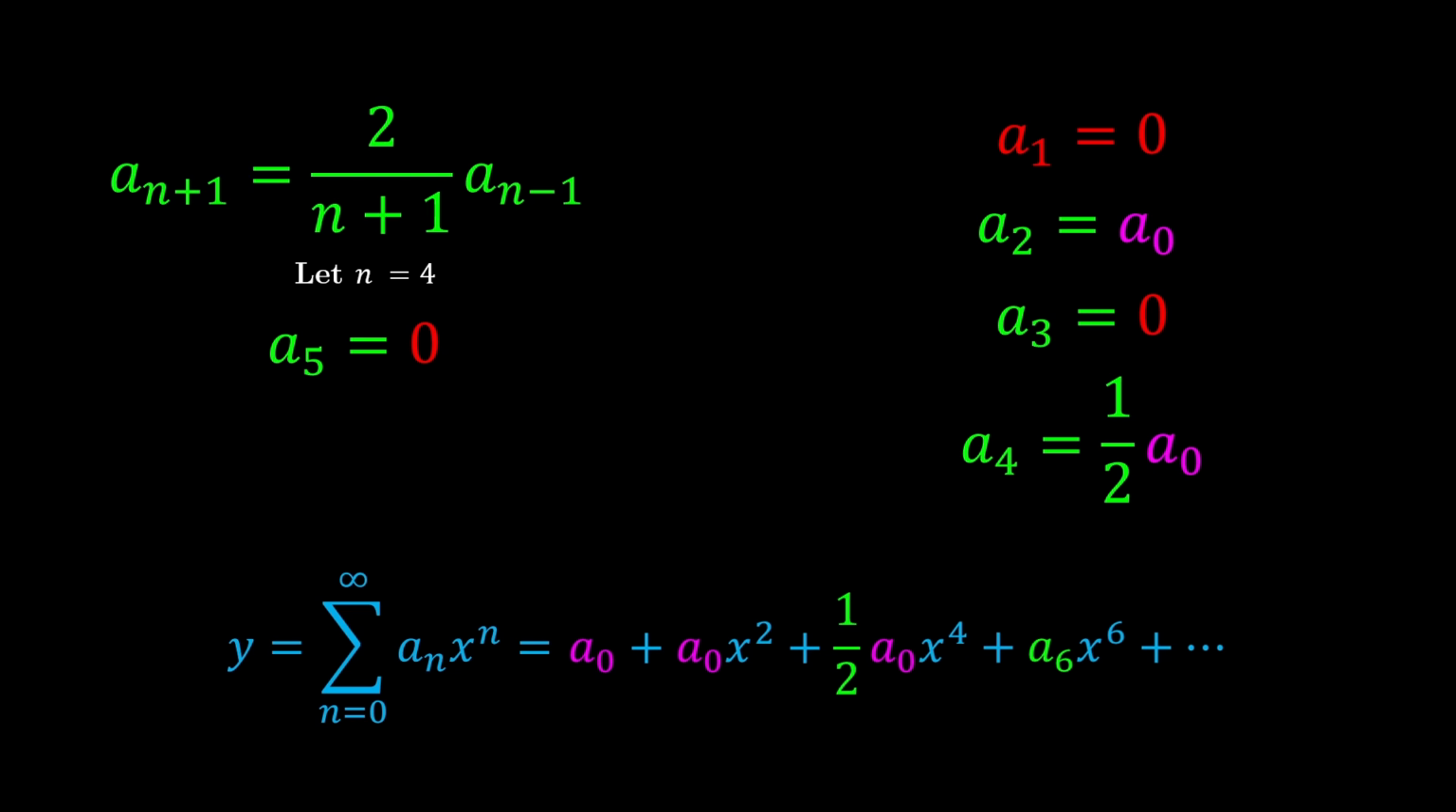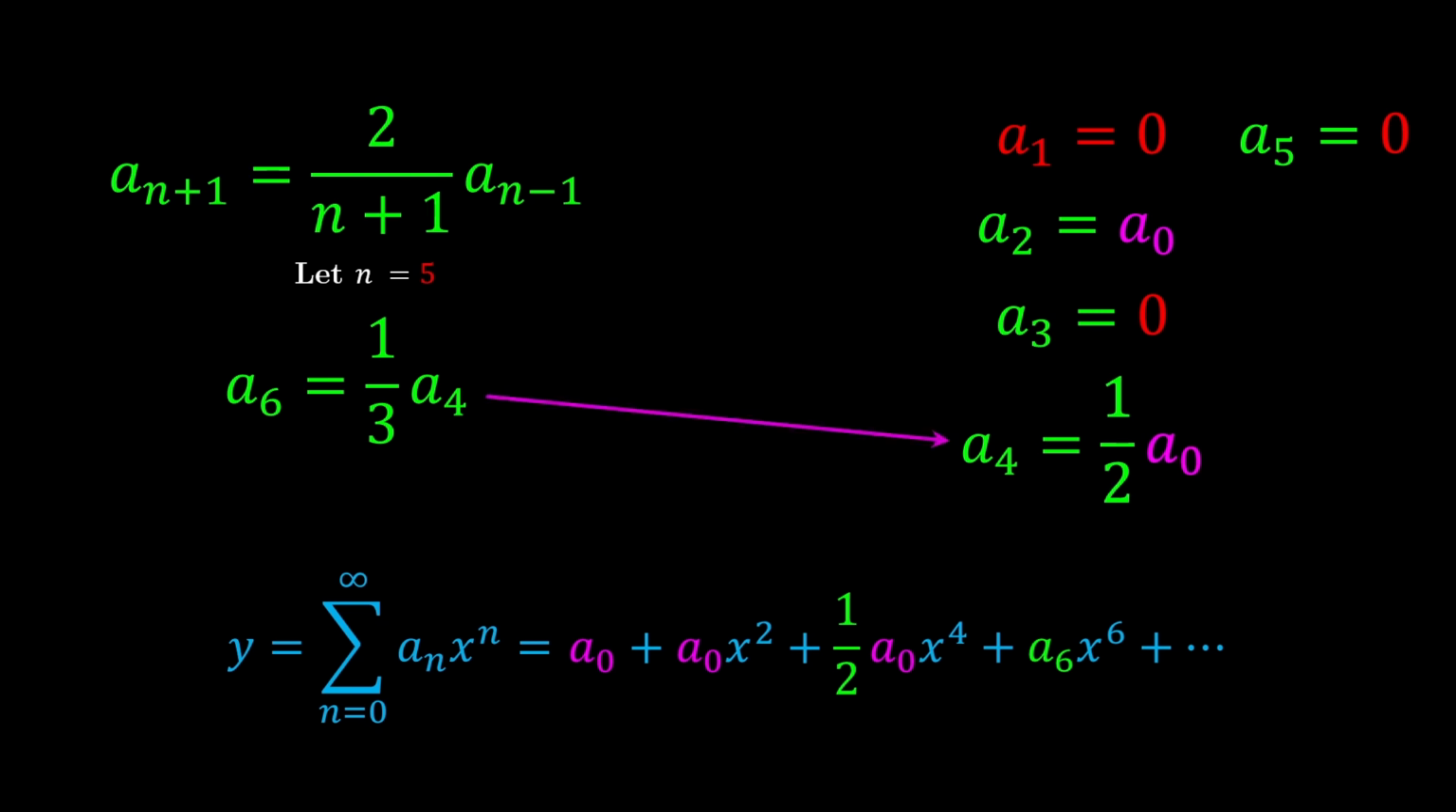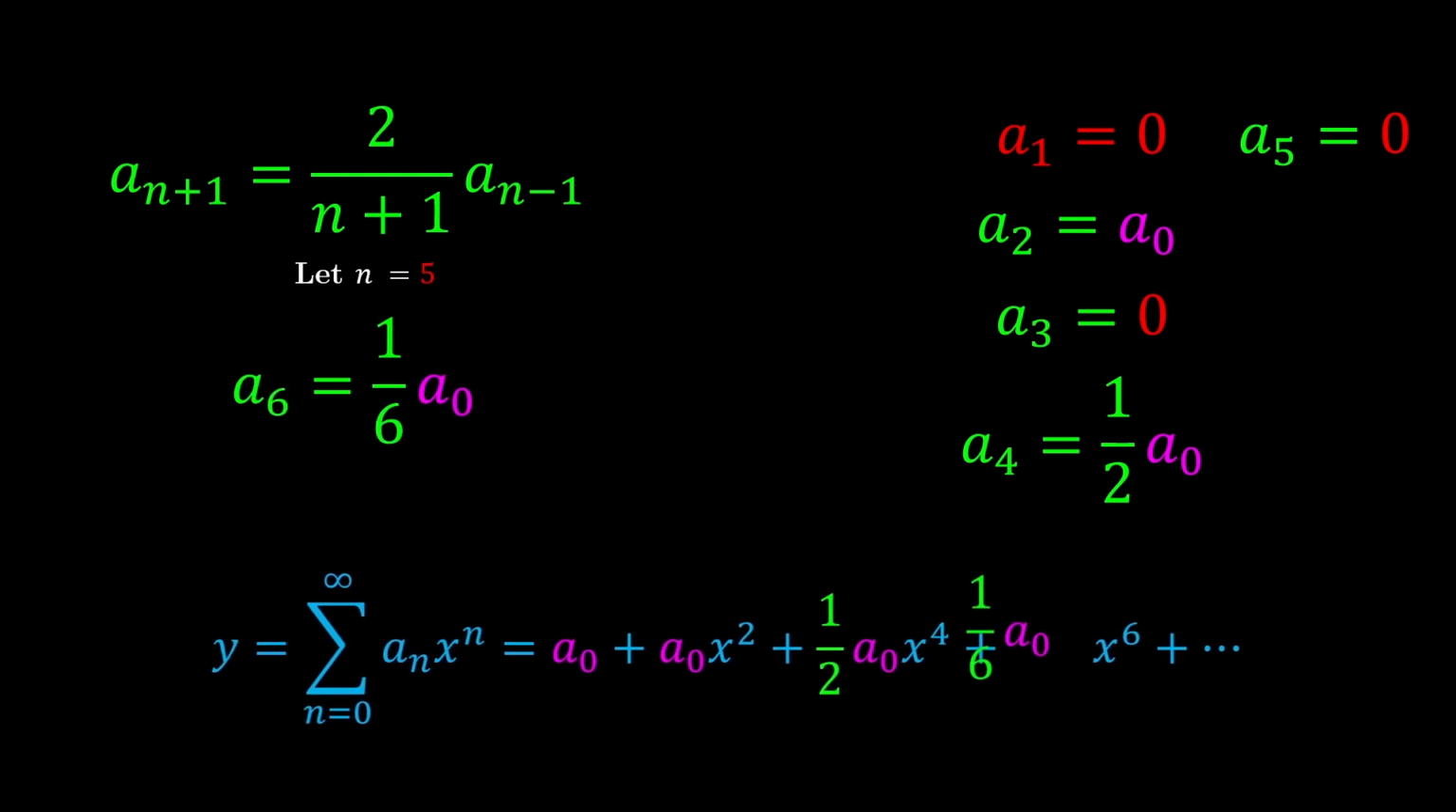We can then move on to selecting n equals 5 and going through the same process. And we see that we obtain a6 is equal to 1/3 a4. And we see that we already have a relation for a4 that we can directly plug in. We know that a4 is equal to 1/2 a0, which is our arbitrary constant. And we end up with a6 is equal to 1/6 a0.